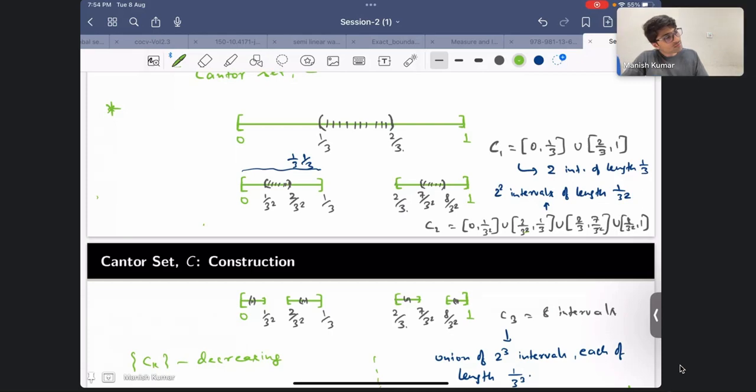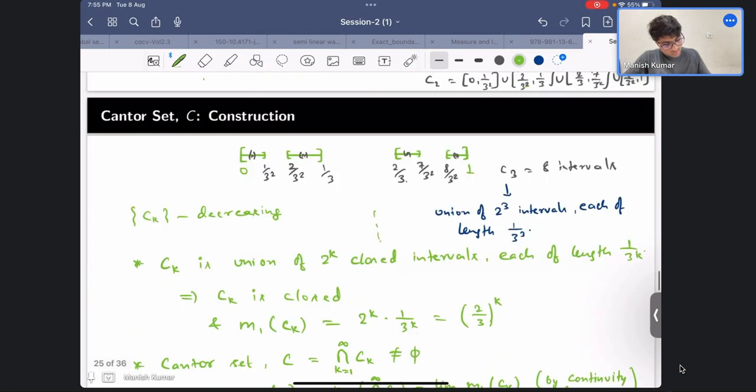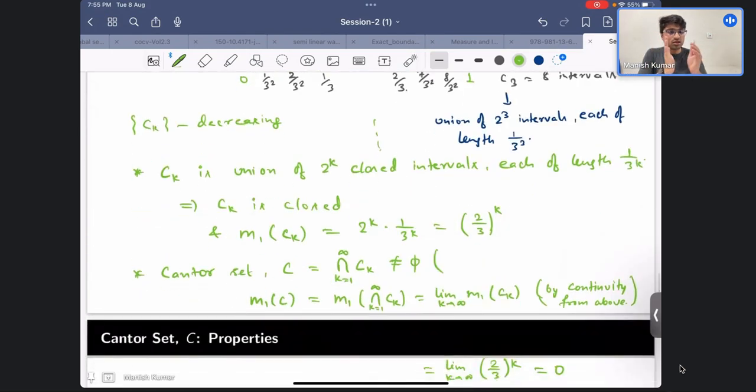Zero. What? Sir, zero element. Exactly. So any of the endpoints, if you see this 0, this 1, this 1 by 3, 2 by 3, 1 by 3 square, 7 by 3 square, what are all the endpoints? So endpoints are always there, right? Because we are partitioning the interior part always. So the endpoint is always there.